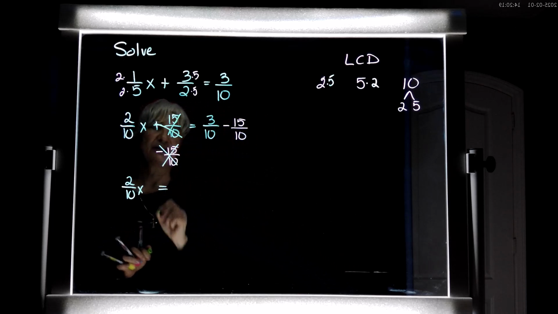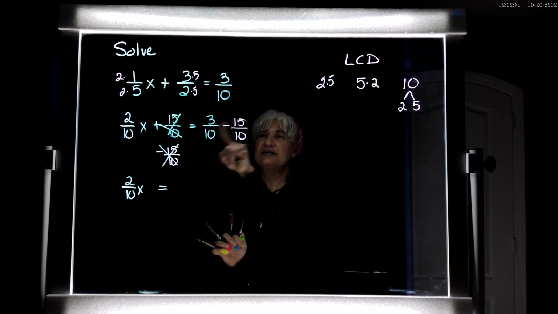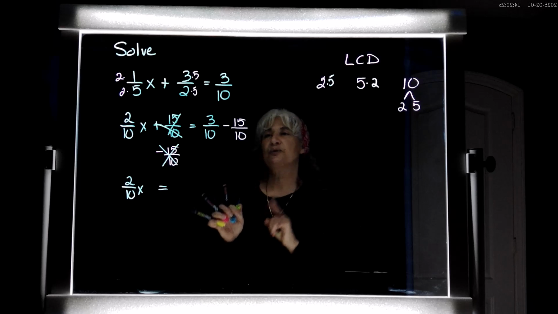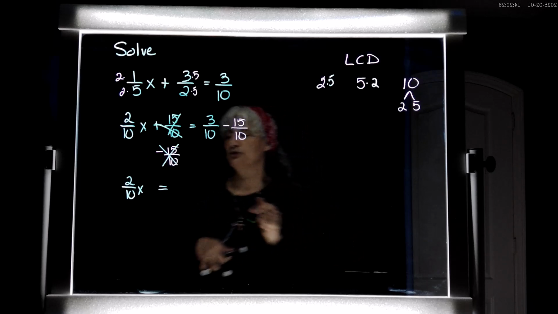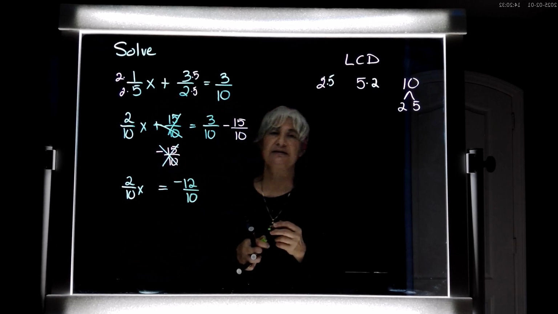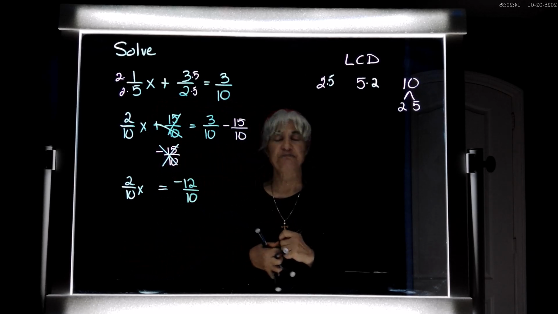I have an equal to sign, right? And now I get to subtract these fractions. Yay, they have the same denominator. So what's 3 minus 15? Good. Negative 12 over 10. Excellent. So far, so good? Okay.